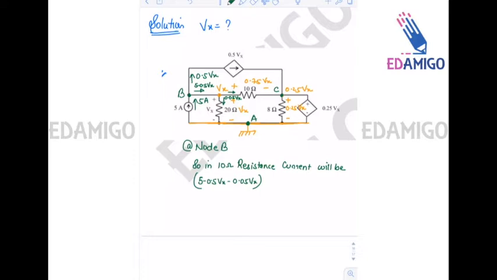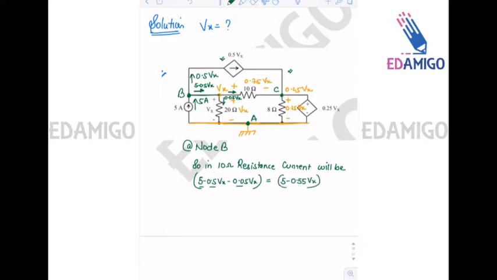For example, here, first of all, I have marked all the voltages that are visible to me. Then at node B, I applied KCL. The incoming current is 5 amperes, the outgoing current is 0.5 Vx. So in this branch, the current is 5 minus 0.5 Vx. In 20 ohms, the current will be Vx divided by 20, that is 0.05 Vx. So the current in 10 ohm resistance will be 5 minus 0.5 minus 0.05 Vx, that is 5 minus 0.55 Vx.